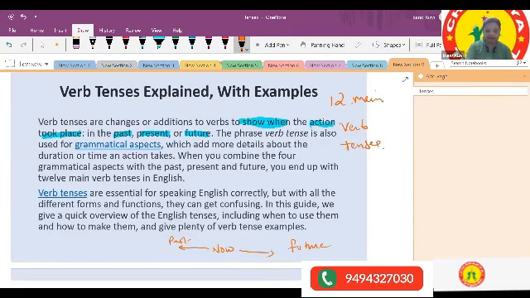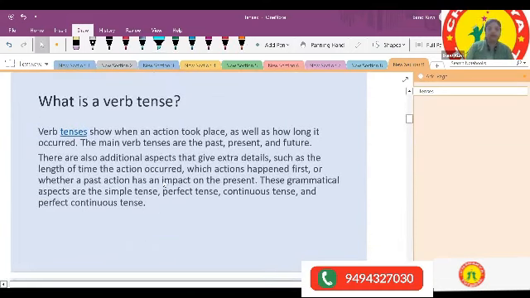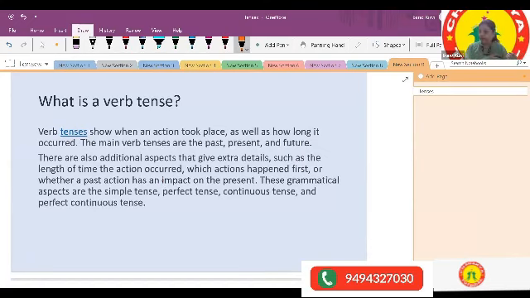So what is a verb tense? Verb tense shows when an action took place as well as how long it occurred. So if we are saying, I had been teaching since the last 15 minutes, it means in the past 15 minutes I started teaching and I am still continuously teaching. So it shows the time, that is, how long. The main verb tenses are the past, present, and the future.